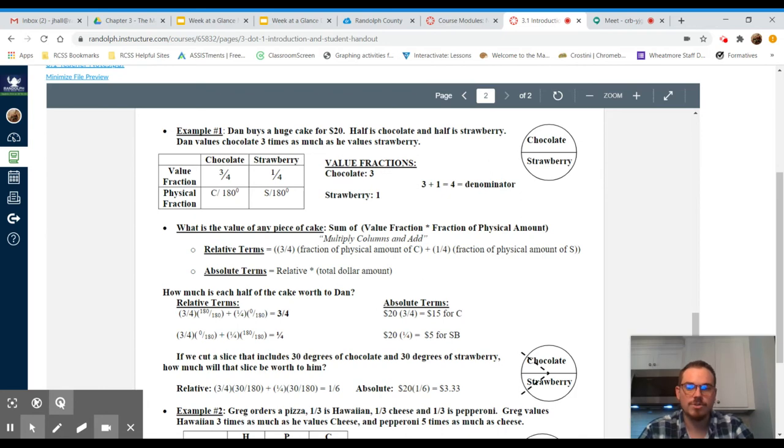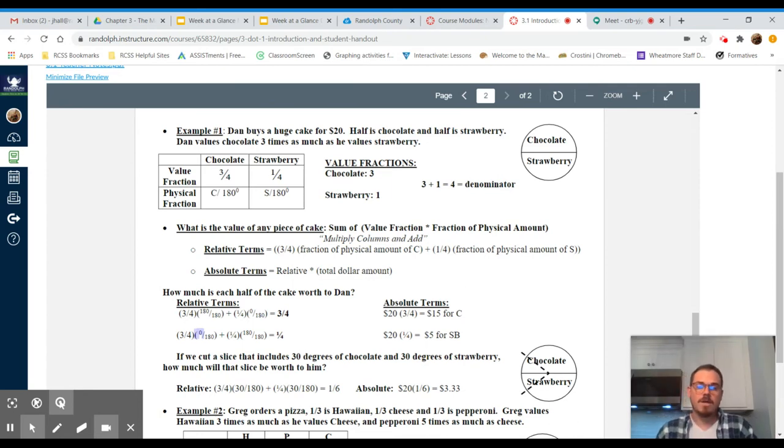Whereas if I did the reverse, you do the same deal we just did, 3/4. Now, instead of chocolate, we have 0 degrees of chocolate, right? No pieces of cake for chocolate. So 0 out of 180. We add that to 1/4 times 180 out of 180 because all half of it is strawberry. Now 25% or 1/4 of the value in relative terms.